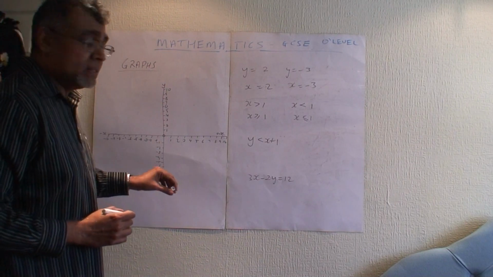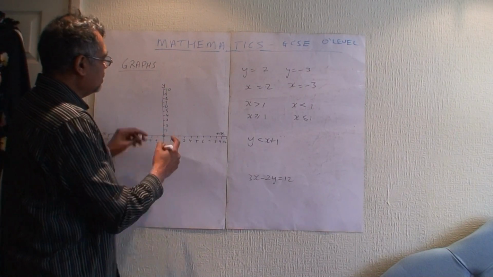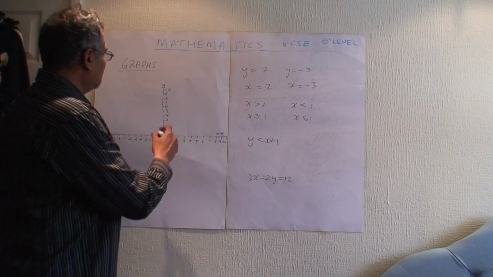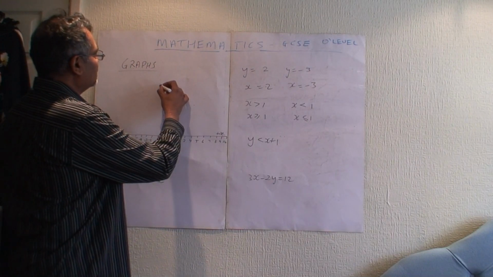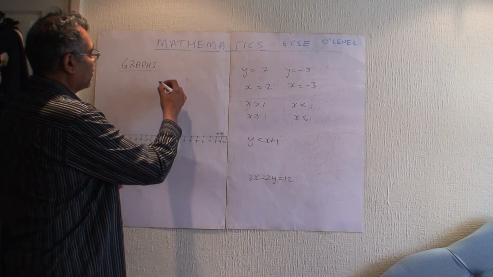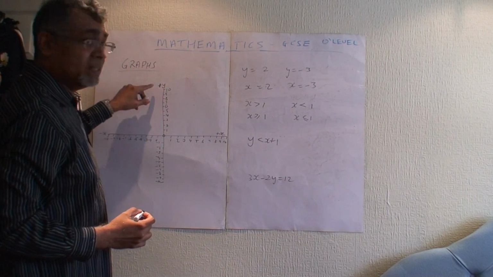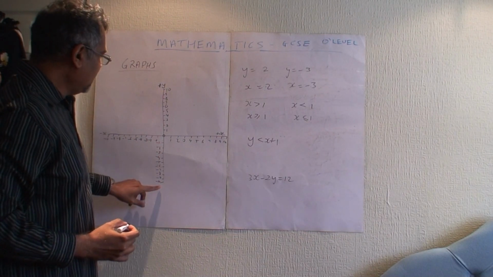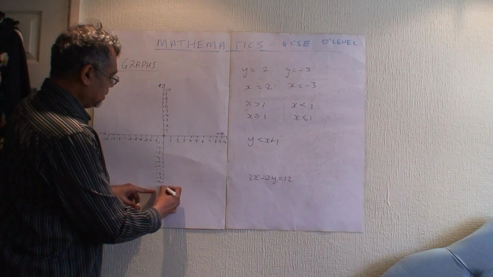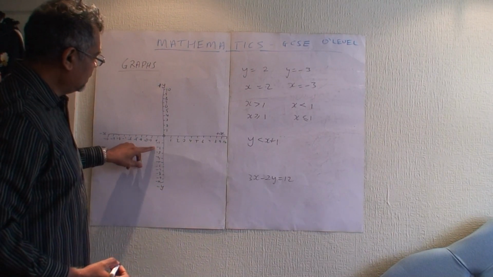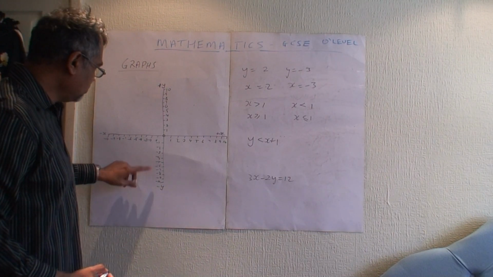On the y-axis, the top part is positive, that's positive y. 1, 2, 3, 4, 5, 6, that's positive. Below here is negative, so you have negative y. Negative 1, negative 2, negative 3, negative 4.